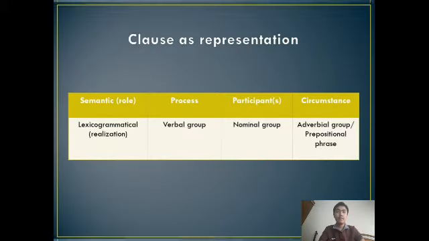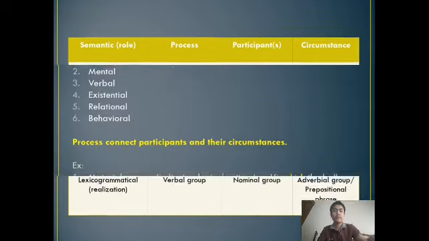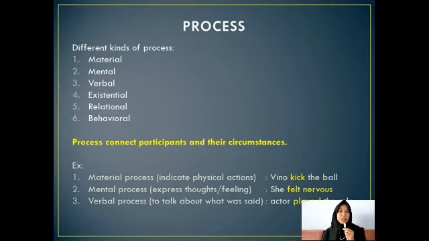The next is clause as representation. Semantic consists with lexicogrammatical, process consists with verbal group, participant consists with nominal group, and circumstance consists with adverbial group and prepositional phrase. Okay, for the next material will be explained by me.